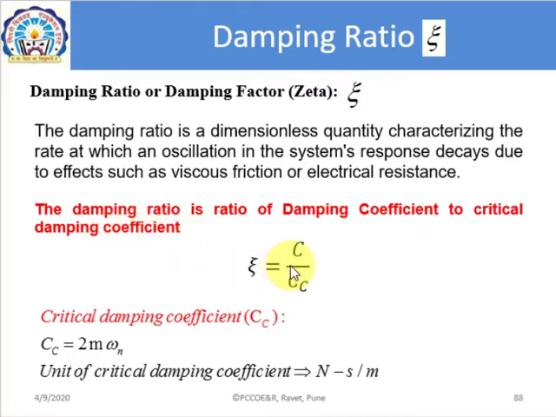So zeta is equal to C upon Cc, where C is the damping coefficient and Cc is the critical damping coefficient. The critical damping coefficient Cc is equal to 2 m omega n, where omega n is the circular natural frequency of the oscillatory system and m is the mass of the system. The unit of critical damping coefficient is the same as that of damping coefficient, Newton second per meter for a translatory system. So the damping ratio is a dimensionless quantity since it's a ratio of the same parameter, damping coefficient to the critical damping coefficient.